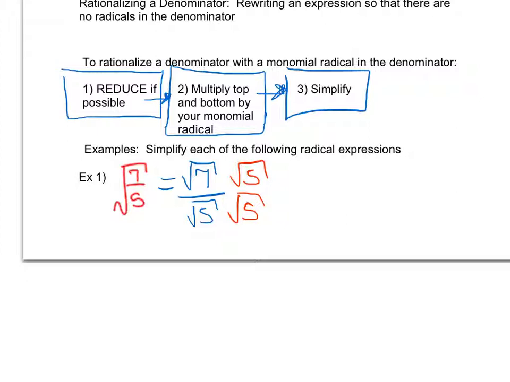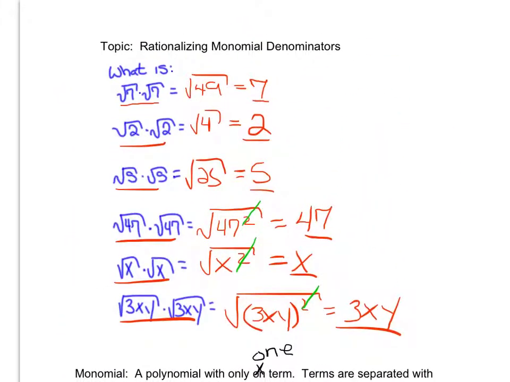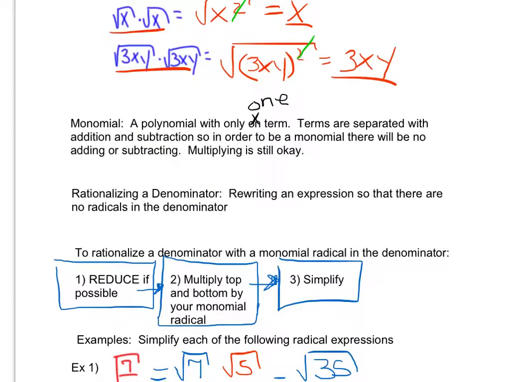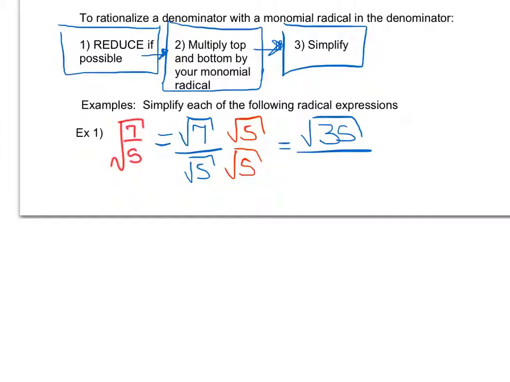Well, this then gives me, we have already learned how to combine if we're multiplying, so the square root of 7 times 5, which is 35, all over, well, the square root of 5 times the square root of 5, like we looked at in the beginning. When I multiply two radicals, the radicals cancel. So the square root of 5 times the square root of 5 will leave me with 5 underneath.